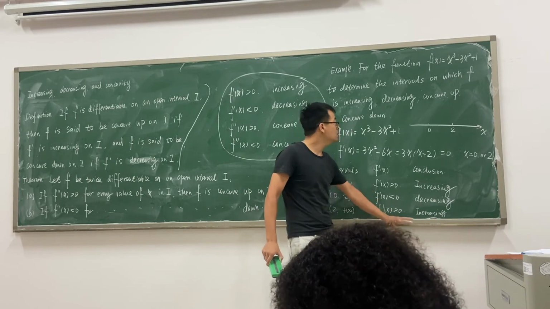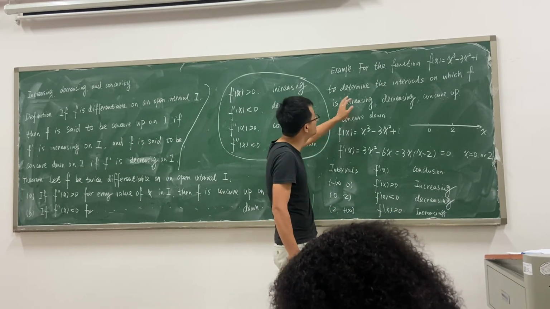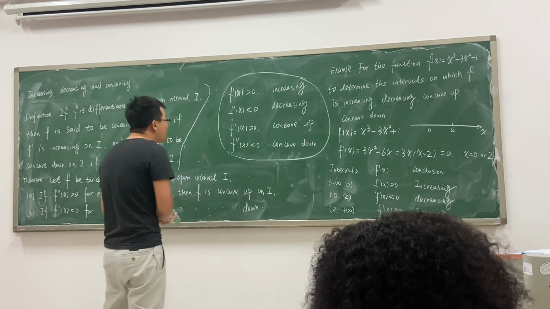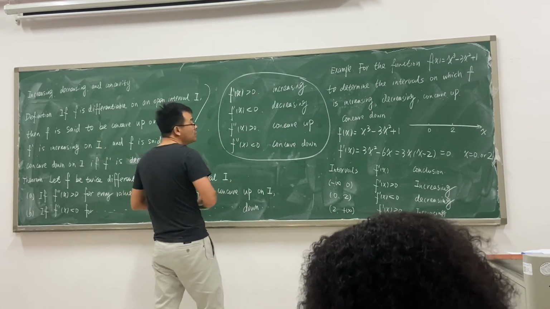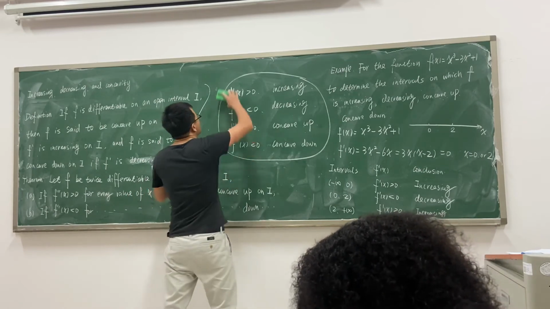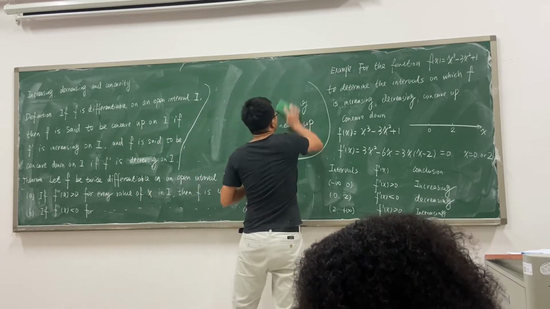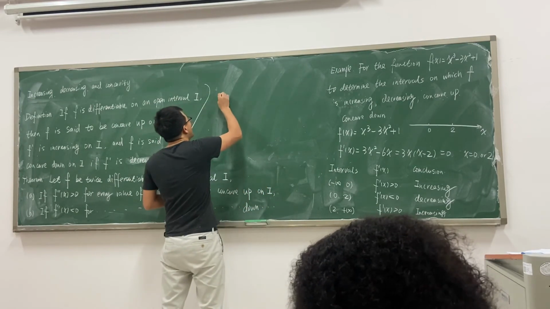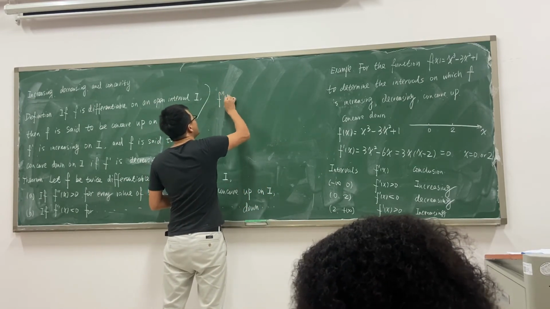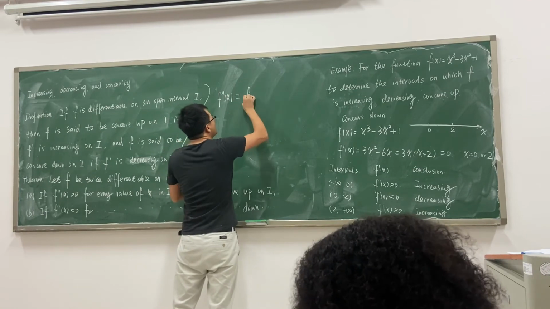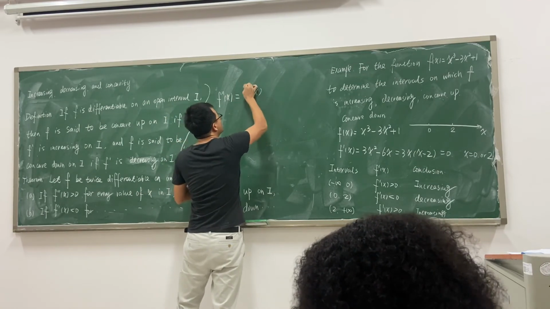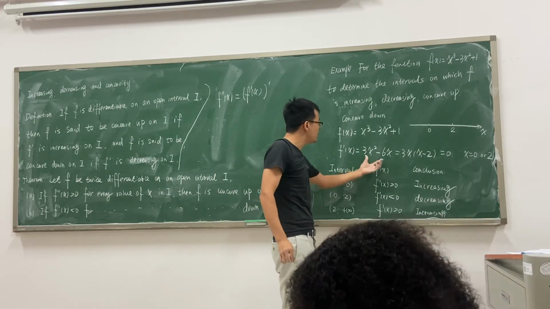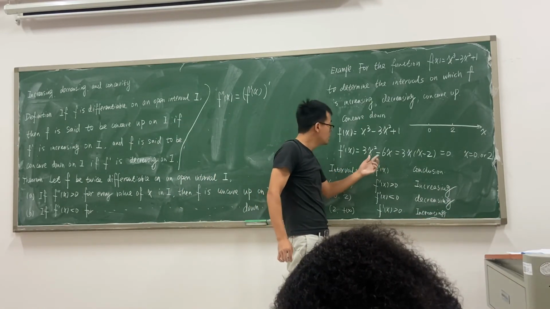So here we find the intervals on which it's increasing and decreasing. The second thing we need to find is the intervals where it is concave up or concave down. For concave up and concave down, we need to see the second derivative. So the second derivative is the derivative of f prime.